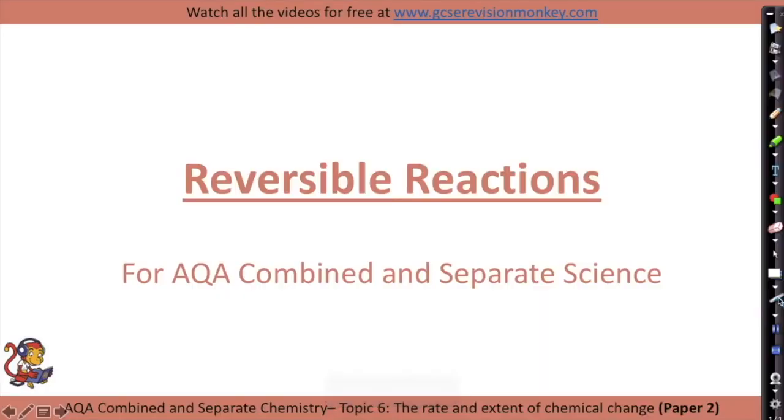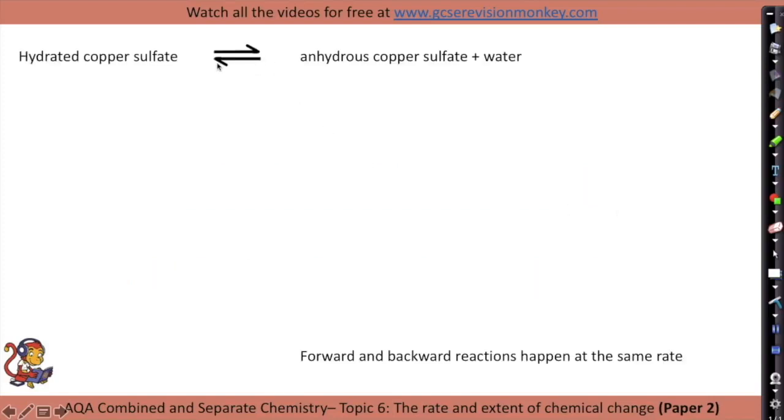Moving on then, we're going to talk about reversible reactions now, and you should be thinking to yourself whether you know the symbol for reversible reactions. The symbol is two half arrows going in opposite directions from each other. This here is an example of a reversible reaction that you need to know about.